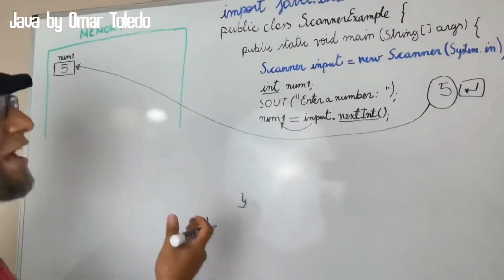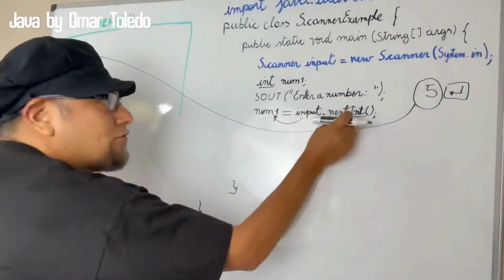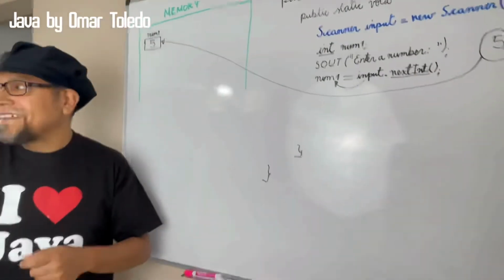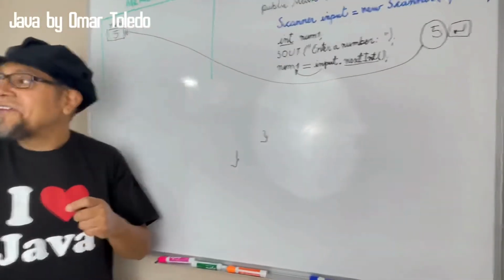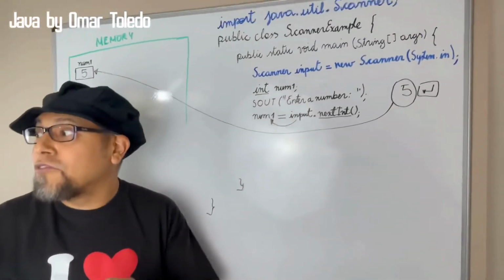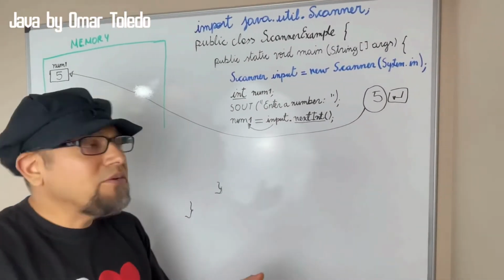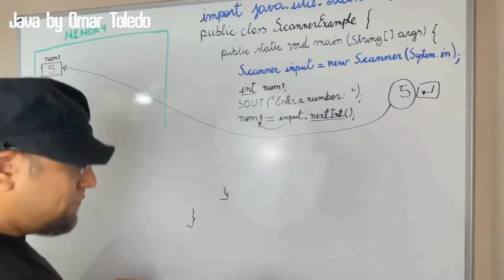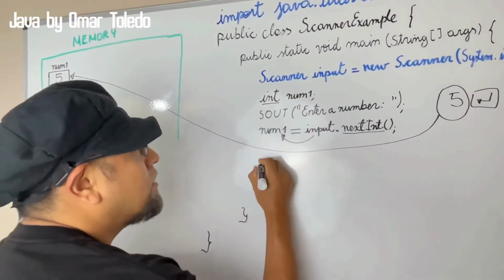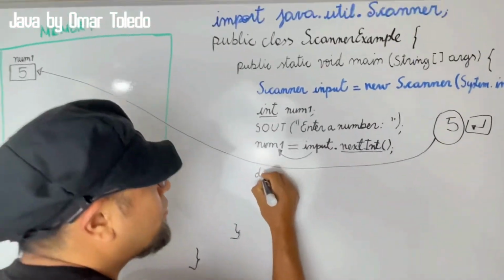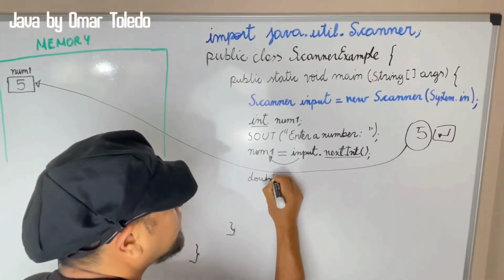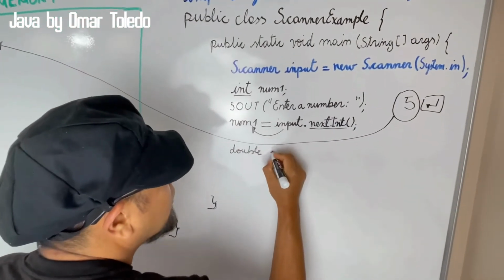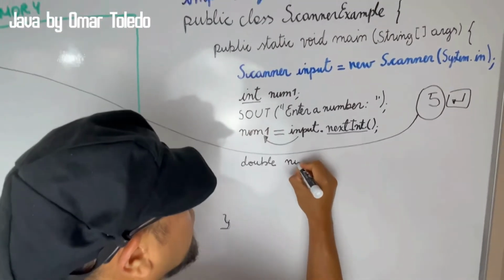Okay. So now we know how to use the scanner for integers. I'm going to teach you now how to collect data from decimal numbers. How are we going to collect data from decimal numbers? Let's create another variable, for example, double. Double is for decimal. For example, let's call it num2.